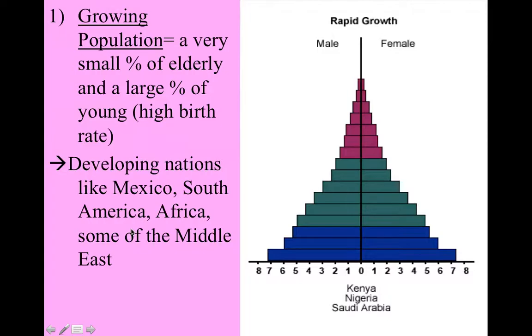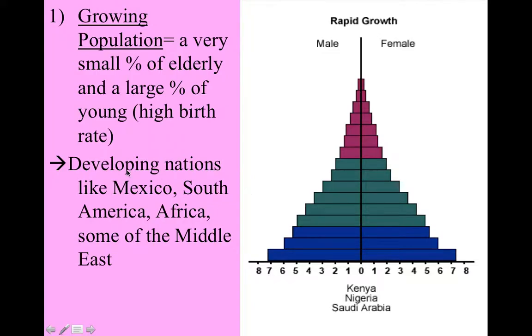So let's start with the pyramid. This is called a growing population. What we see is a small percentage of elderly and a very large percentage of young. This is because of a very, very high birth rate, often because of cultural reasons.